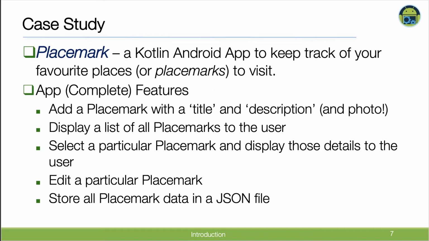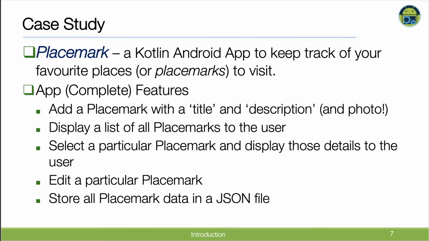The case study itself we're going to call Placemark, which is a Kotlin Android app to keep track of your favorite places, or placemarks, to visit. So we will follow this through from a Kotlin console app right through to an Android app as well. Some of the complete features which we would see in both the Kotlin and the Android app: we could add a placemark with a title and a description. And in the Android app, we're going to have a photo, so we'll be bringing in images and working with the gallery in our Android app.